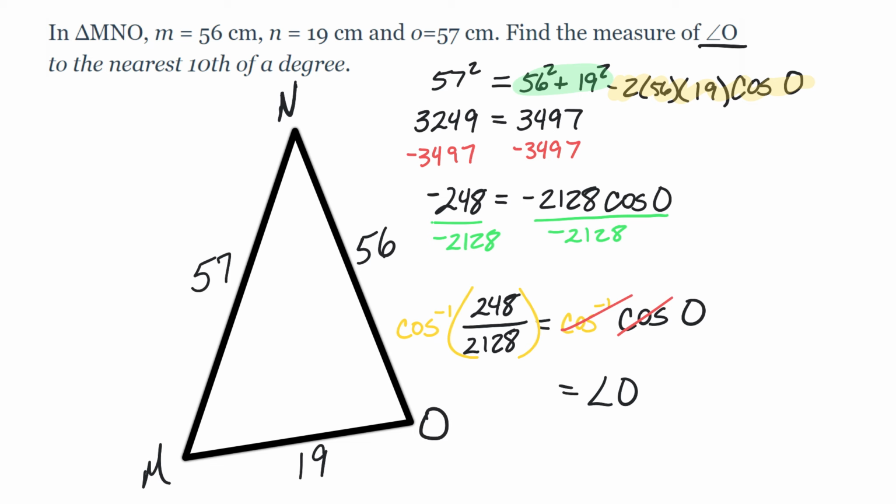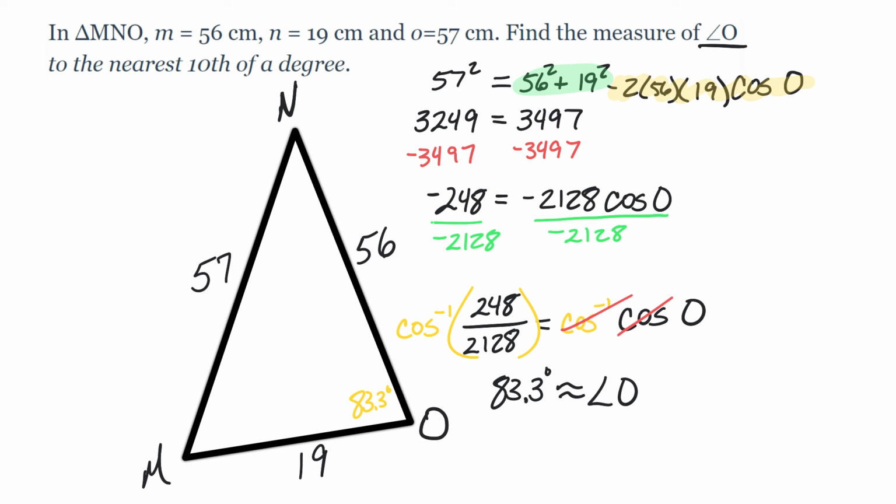I encourage you to use the fraction mode on your calculator again. So when I put this in my calculator, I learn that angle O is approximately 83.3 degrees. So 83.3 degrees. And we know M is going to be something just smaller than that.